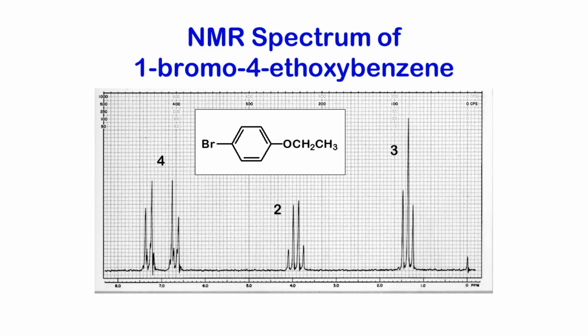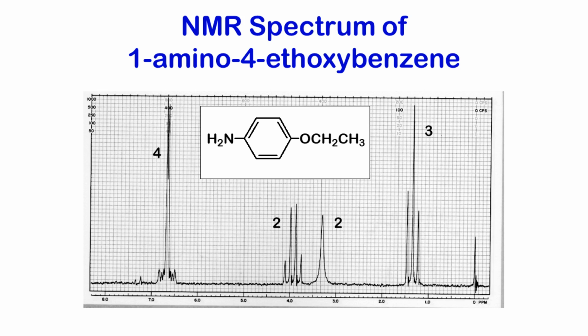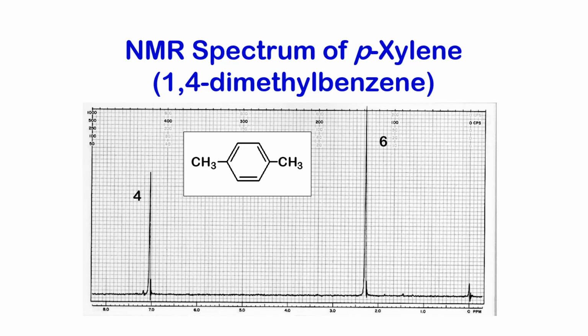Here, we see the NMR spectrum of 1-bromo-4-ethoxybenzene, another example of para-disubstitution. As the two groups in para-disubstituted rings become more similar, the NMR peaks move closer, and the pattern changes until all hydrogens are equivalent. This is the NMR spectrum of 1-amino-4-ethoxybenzene, showing the effect of similar substituents. Here, we see the NMR spectrum of paraxylene, or 1,4-dimethylbenzene, with its characteristic peaks.